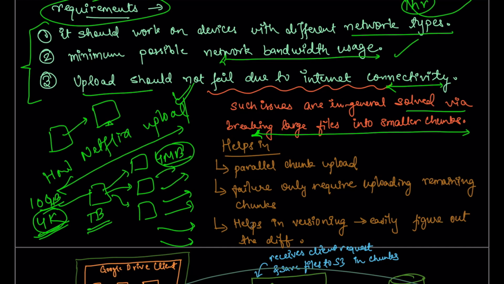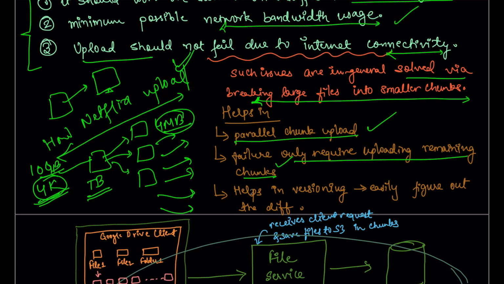The client you have on the web, or the Google Drive client you are using, should break the file into multiple chunks so they can be processed in parallel. Failure only requires uploading the remaining chunks. If the network is disrupted after 90% of chunks are uploaded, those chunks have already reached the server. Once the network resumes, you can upload the remaining 10%. So this issue is handled.